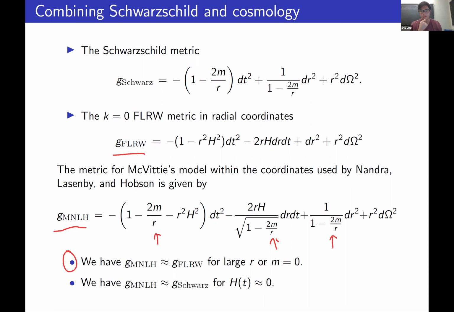And then if you set h of t to be 0, if a prime is not really changing very much, as you're not really taking into account the expansion of the universe, then this metric really becomes like the Schwarzschild metric, right? If h goes to 0, this term dies, that term dies, and then you get back Schwarzschild.